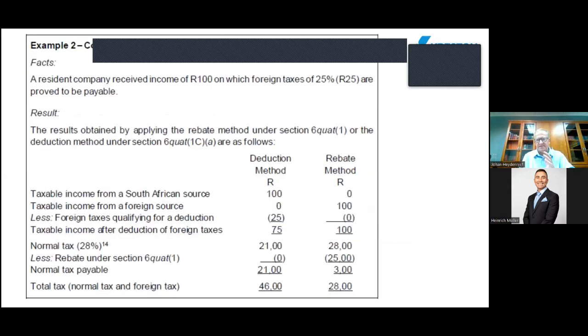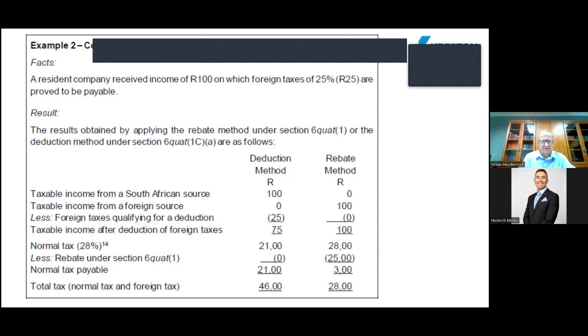This just explains the difference from a commercial perspective, and clearly there, under the deduction method, so in this example, you have 100 Rand on which foreign taxes of 25 Rand was payable. So what's the difference? So the taxable income from a South African source under the deduction method: you get 100 Rand, you get a deduction of 25 Rand. Okay, so you've got 75 Rand, you pay South African taxes of 21 Rand. Your effective tax rate is the foreign taxes of 25, the South African taxes of 21, the effective rate is 46%.